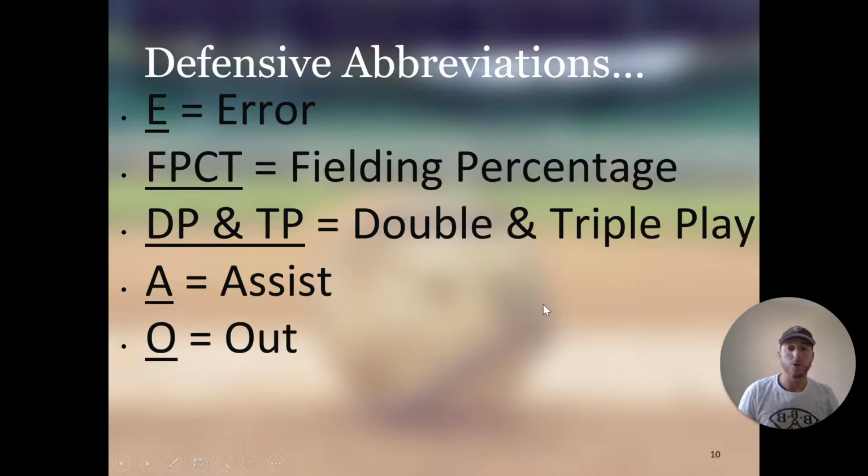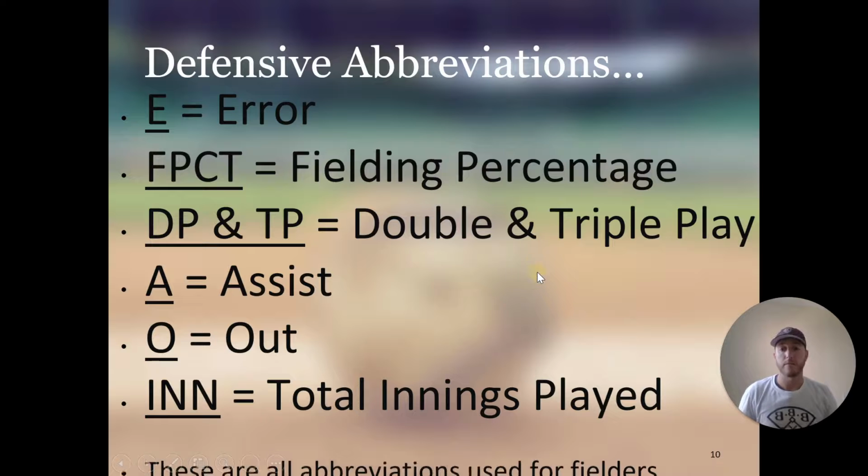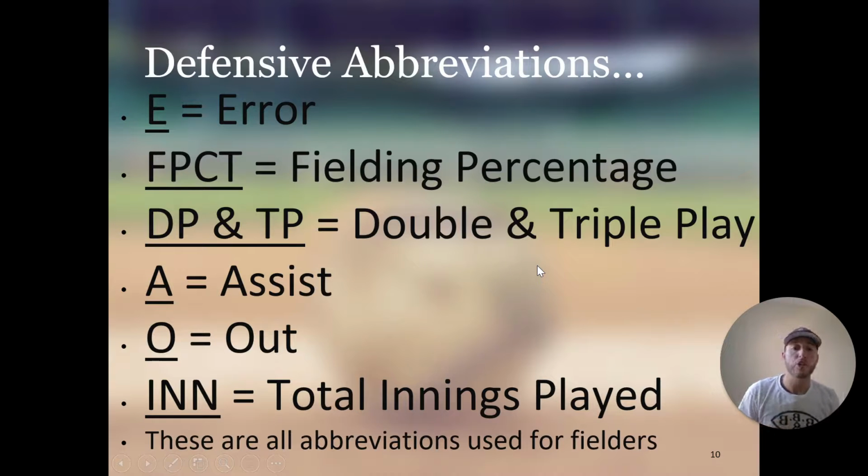O equals out. INN is total innings played. So this is usually for the end of the season, for the end of a game, whatever. INN, whenever you see that, that just means the total innings that the player has played. These are all the abbreviations used for fielders in the field.